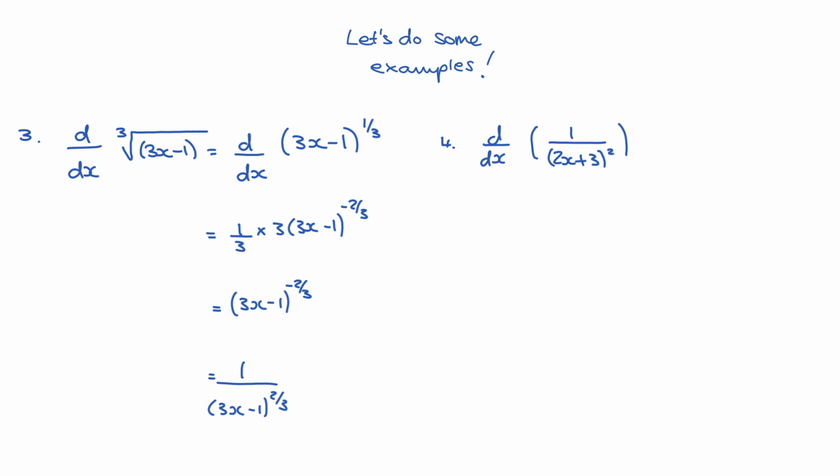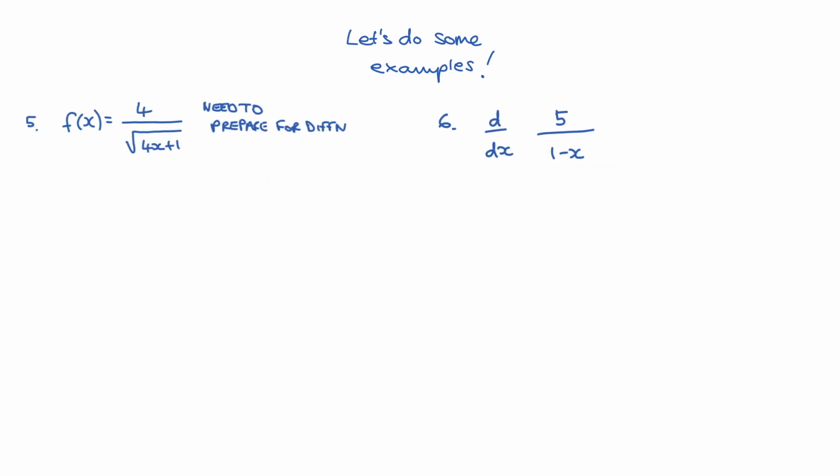So that would give us (3x - 1) to the negative 2/3, 1 over (3x - 1) to the power of 2/3. Number 4, differentiating 1 over (2x + 3) squared. Got to prepare it for differentiation first. (2x + 3) to the negative 2, so d by dx stays there, we haven't differentiated. The minute we differentiate, that's removed. Multiply by the power, negative 2, reduce the power by 1, would be negative 3, and we multiply by 2. So that's that.